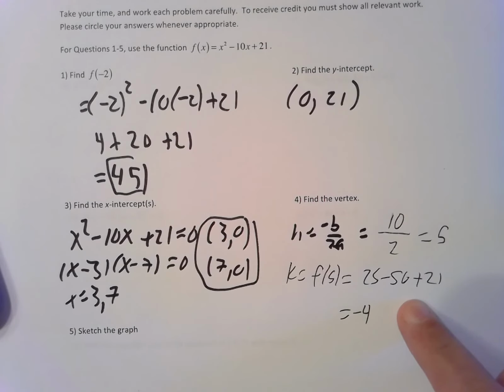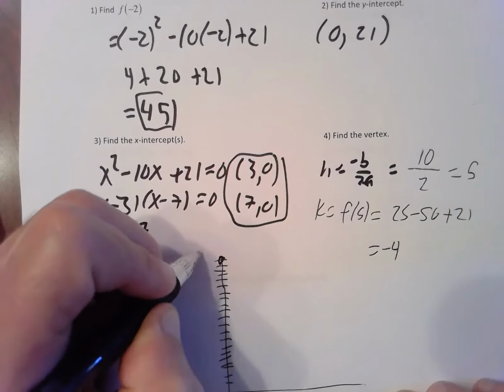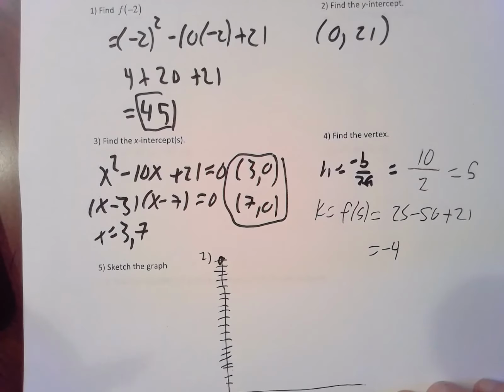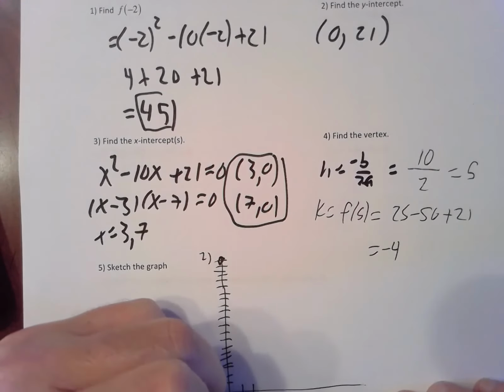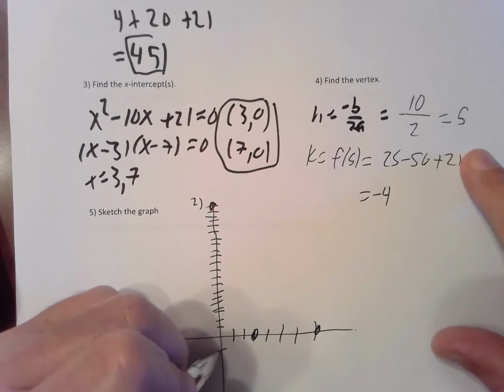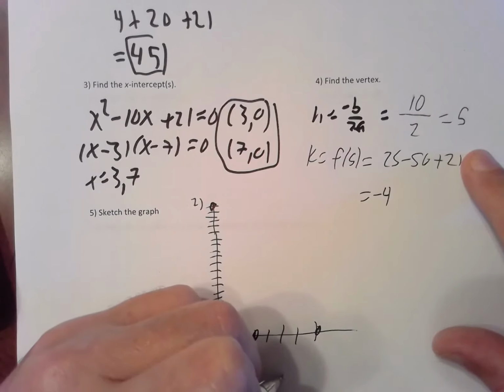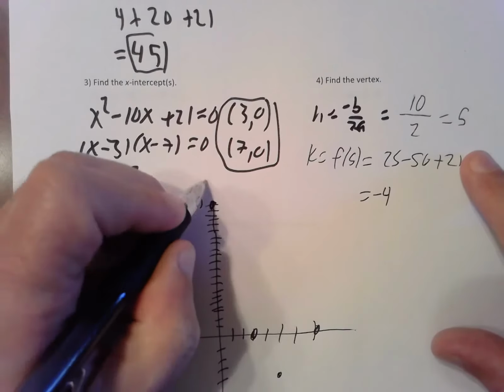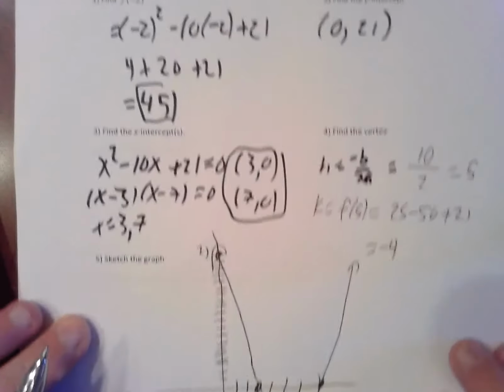Now we're sketching the graph. So our y-intercept is way up here at 21. 8, 9, 10, 11, 12, 13. There's the y-intercept. X-intercepts 3 and 7. 3, 4, 5, 6, 7. (3, 0), (7, 0). Vertex right in the middle there, down -4. This graph points up because a is positive, and we're done. All that needs to be included.